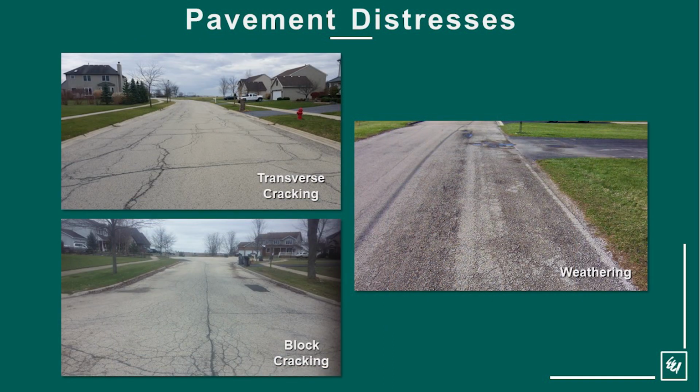Versus some of your more just surface cracking, transverse and block cracking is typically because of your freeze-thaw cycles where you just get cracking on the top layers and weathering just due to traffic and the winters that we have. So taking all of that information together, we kind of analyze all those things to determine what we want to do to each street.